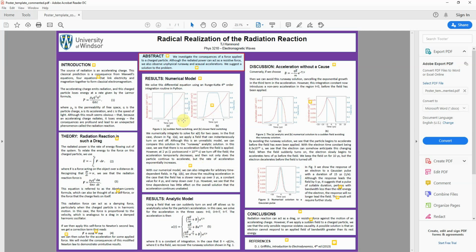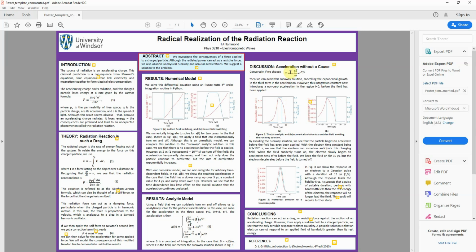And this thing, yeah, the main chunk of this poster is all writing, which is also not great. It should be more pictures to grab people's attention. Having an analytic model, I have a few equations, and I can say what the difference is between this runaway solution and this analytic solution where we get this acausal acceleration. That's kind of mentioned down here, leading into here as well.